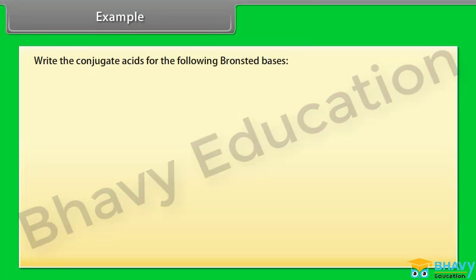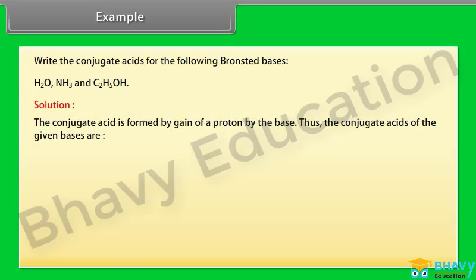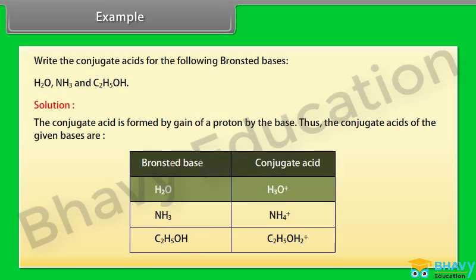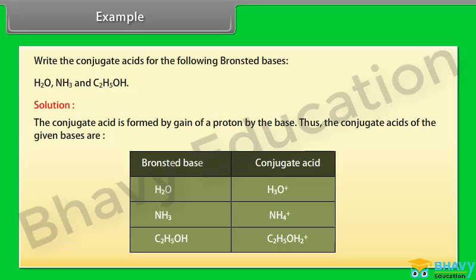Example: write the conjugate acids for the following Bronsted bases: H2O, NH3 and C2H5OH. Solution: the conjugate acid is formed by gain of a proton by the base. Thus, the conjugate acids of the given bases are: for H2O, conjugate acid is H3O+. For NH3, conjugate acid is NH4+. For C2H5OH, conjugate acid is C2H5OH2+.